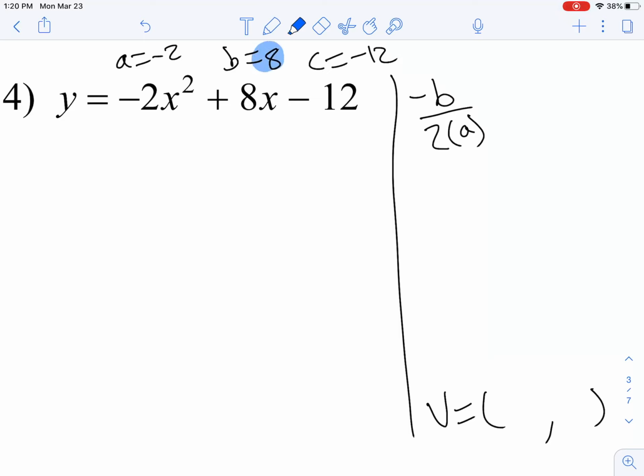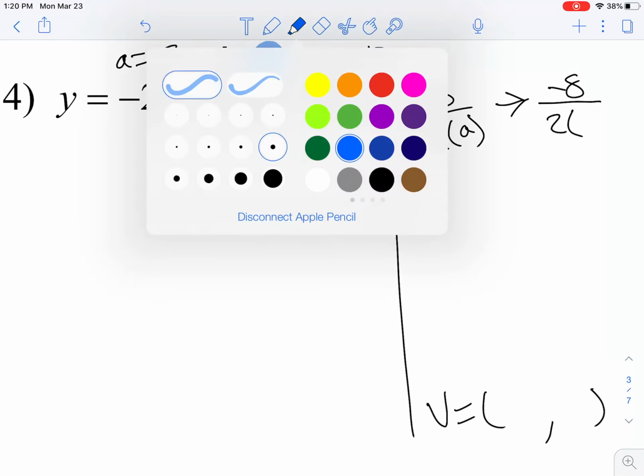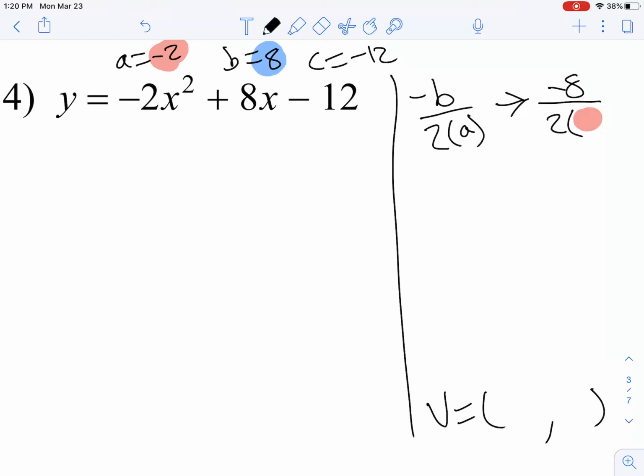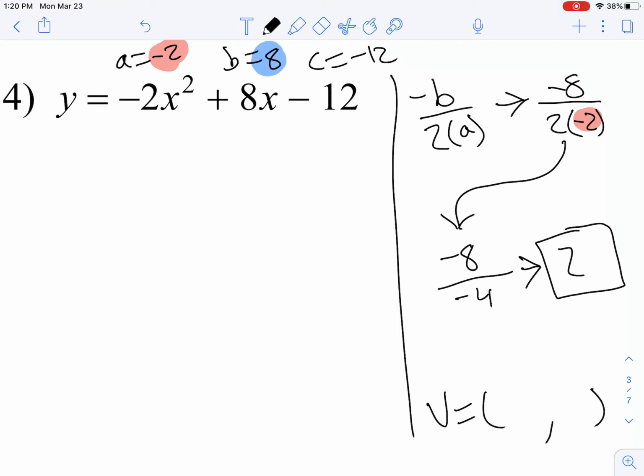So we're going to plug in the opposite of 8, which is negative 8, over 2 times whatever my a value is, highlighted in red there, a negative 2. Negative 8 over, I'm going to work out 2 times negative 2. So I'm working these out. 2 times negative 2, I'm going to write it down here, is negative 4. And then when I divide those, I get positive 2. Negative 8 divided by negative 4 is a positive 2. So that's how we find the first point in our vertex.